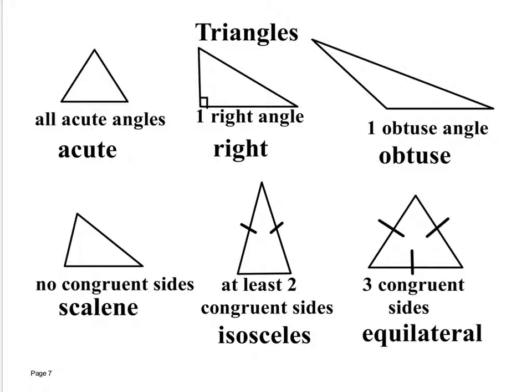If it's based off the sides, if it doesn't have any congruent sides, if it doesn't have any sides that are equal to each other, it's a scalene triangle. If it has at least two congruent sides, which they use tick marks to represent which ones are congruent to each other, then it's an isosceles triangle. At least two congruent sides is an isosceles. If all three of the sides are congruent, then it's an equilateral triangle, meaning equal on all sides. Any questions?